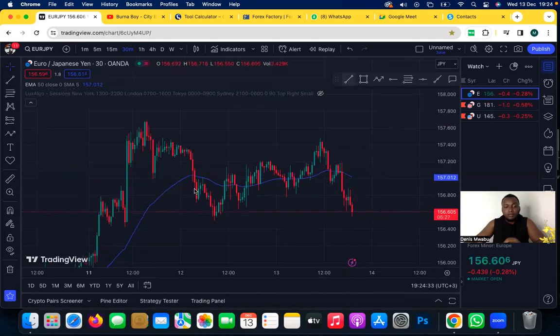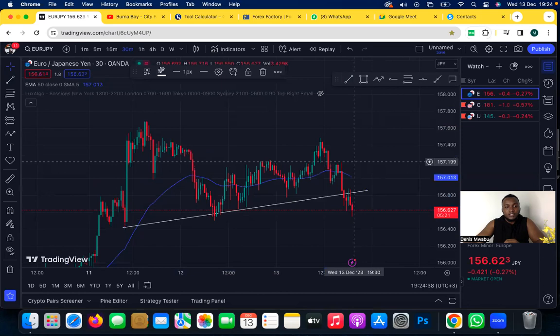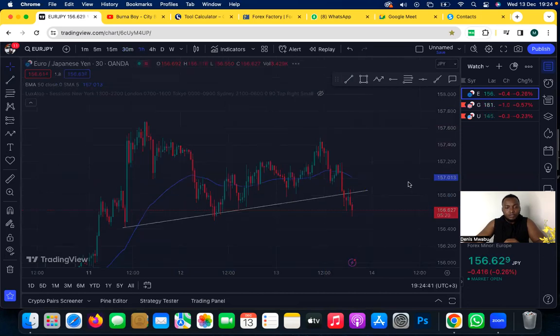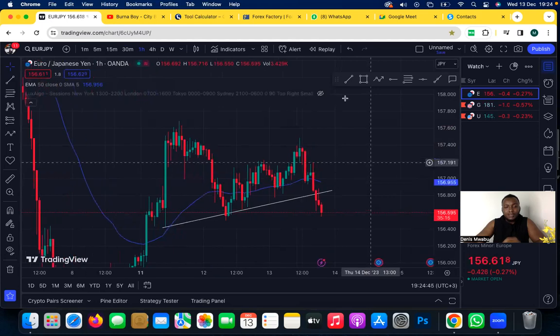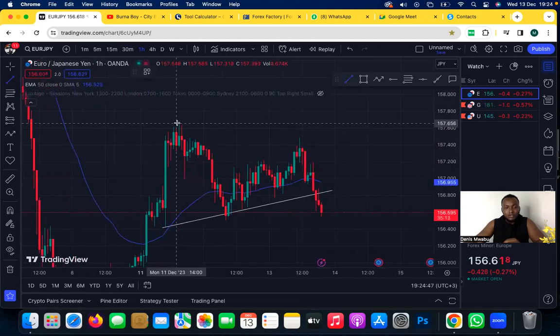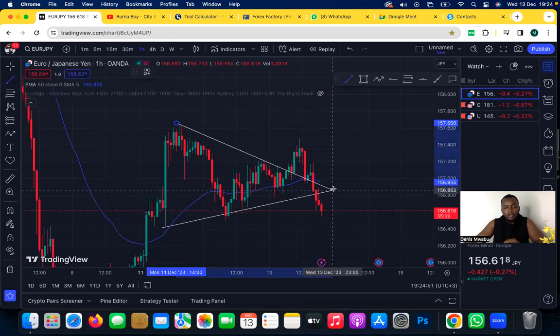So the first step was identifying a triangle that is actually forming. And this triangle, we actually identified it in the 1 hour time frame. So if you get into the 1 hour time frame, you can see there's a triangle that is actually forming here. Okay, this was the triangle that you are looking at.